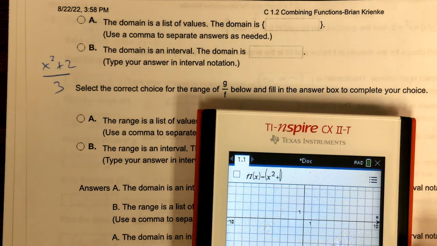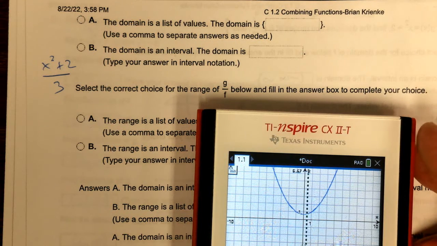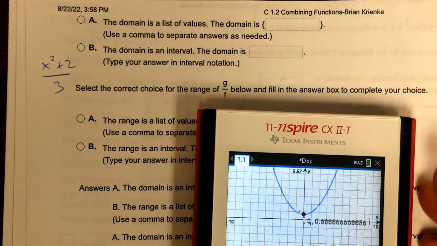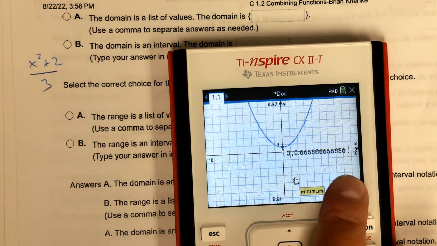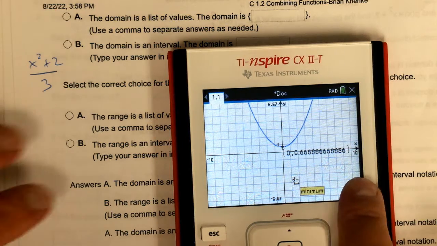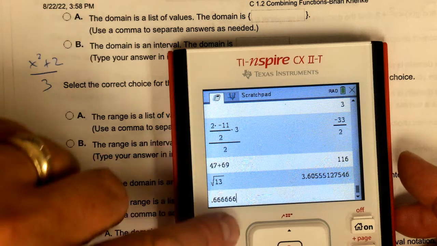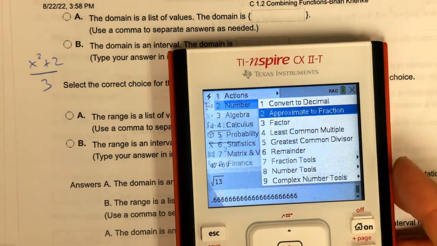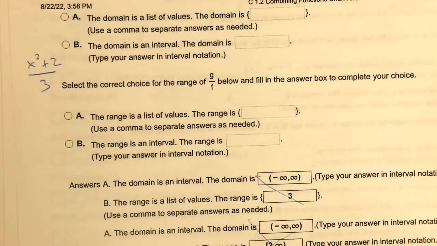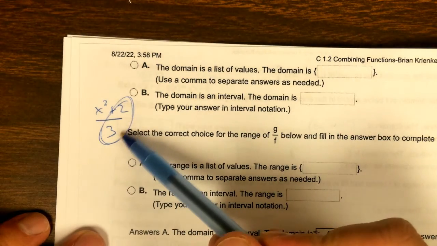X squared plus 2 over 3, and then menu, analyze, minimum between here and here. Yeah, it still gave me the 86 at the end of all those 6s. But you have to just treat that like 2/3. So if you didn't know that, you go point, and then you have to type halfway, and then do menu number fraction. So there's your 2/3. Now, how else could you remember 2/3 from this? So your numbers are in the problem.